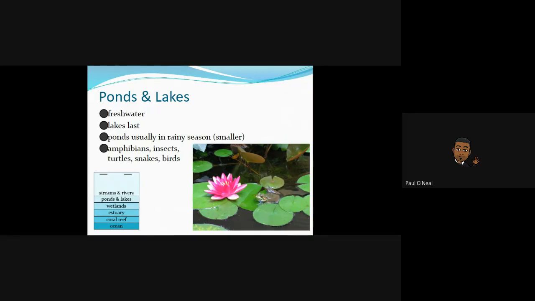There's a freshwater source. The lakes last much longer. Ponds do not. They're usually only in a rainy season, right? They're typically smaller bodies of water. And who call this place home? Amphibians, insects, turtles, snakes, birds. So again, please pause so you can write this stuff down in your notebook.